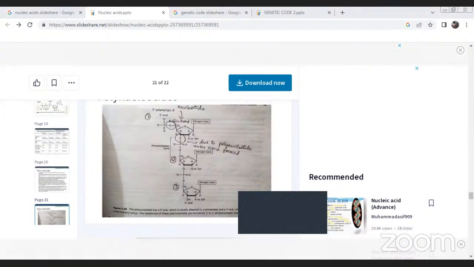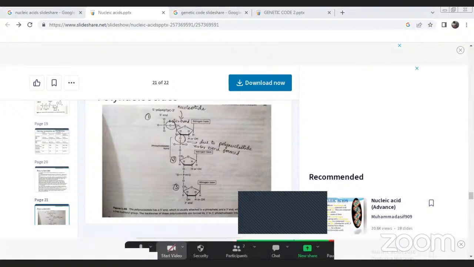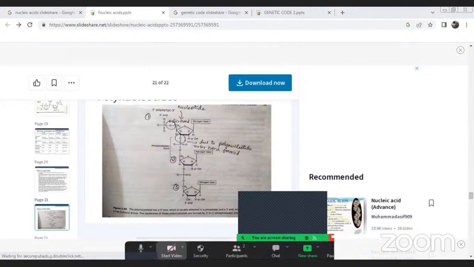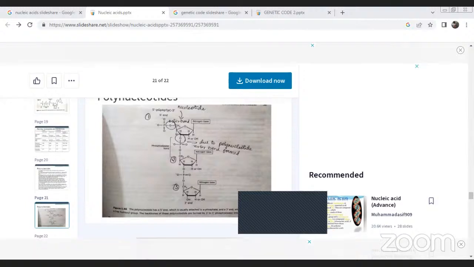DNA polymerase enzyme adds nucleotides only in the 5' to 3' direction. One strand of the parent DNA, the leading strand, is synthesized continuously. The lagging strand has to be replicated in sections.